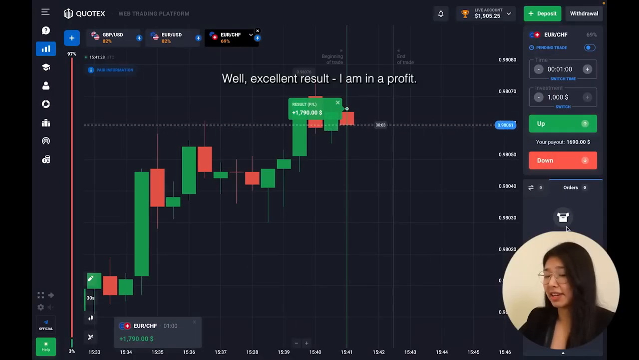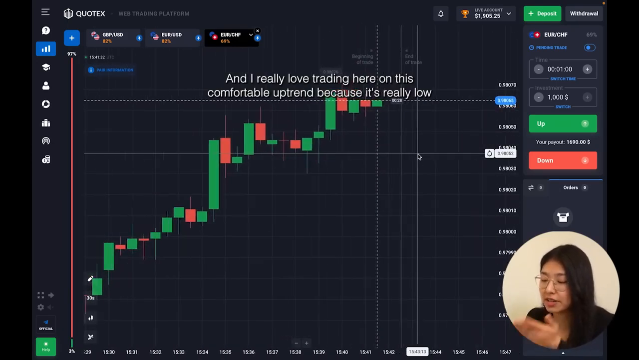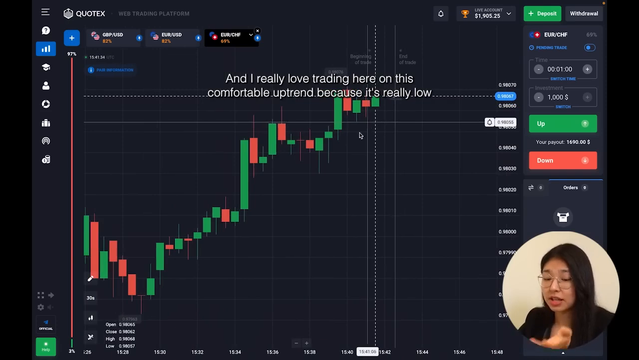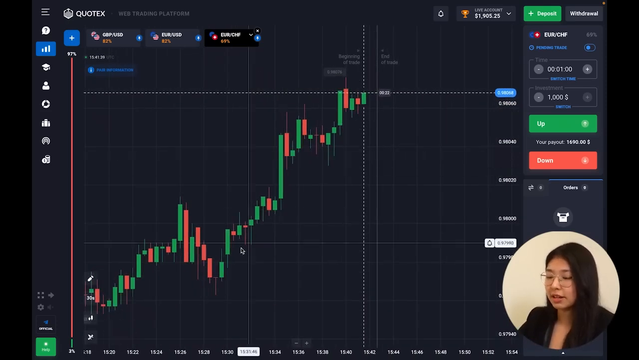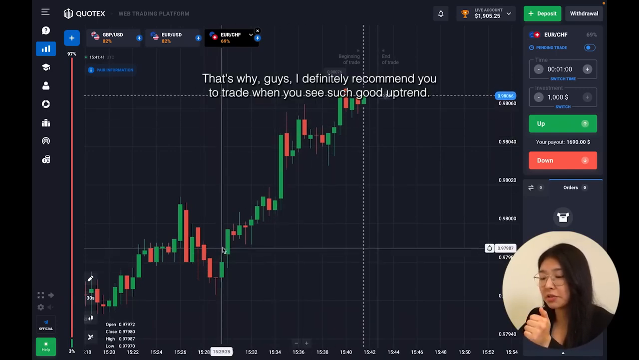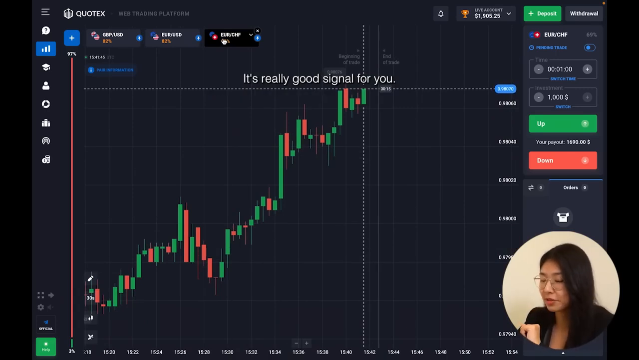Excellent result again. I'm in profit. So I really love trading here on this comfortable uptrend because it is really low risk and it's kind of reliable. So that's why, guys, I definitely recommend to trade when you see such a good uptrend. It's a really good signal for you.